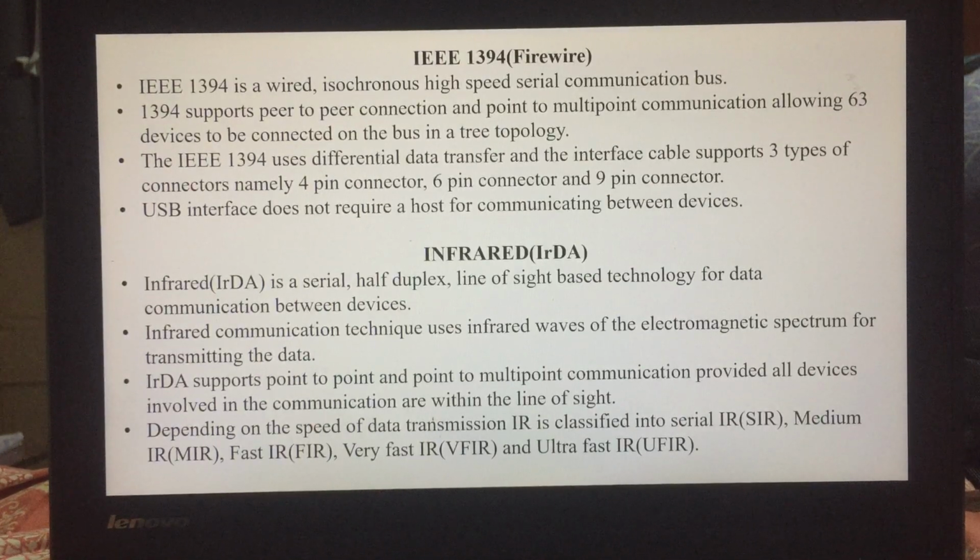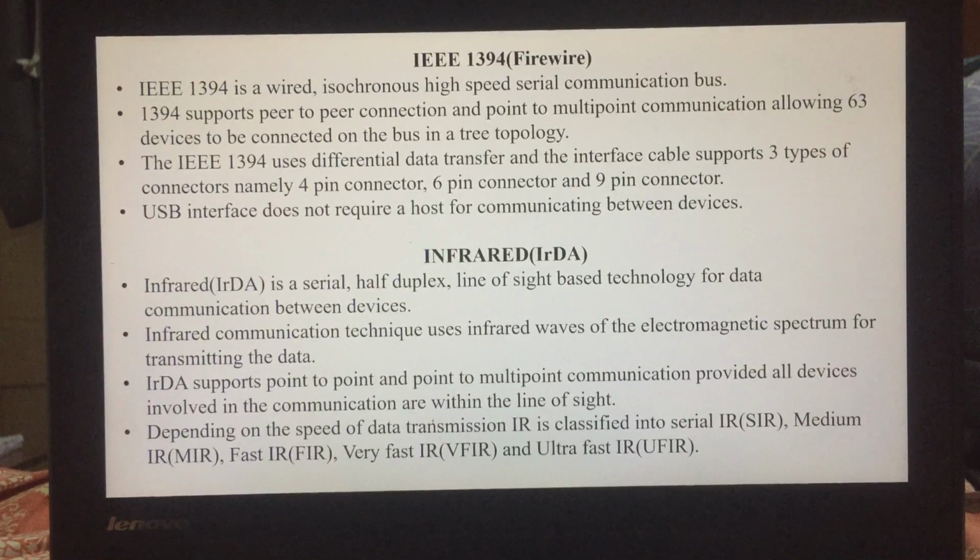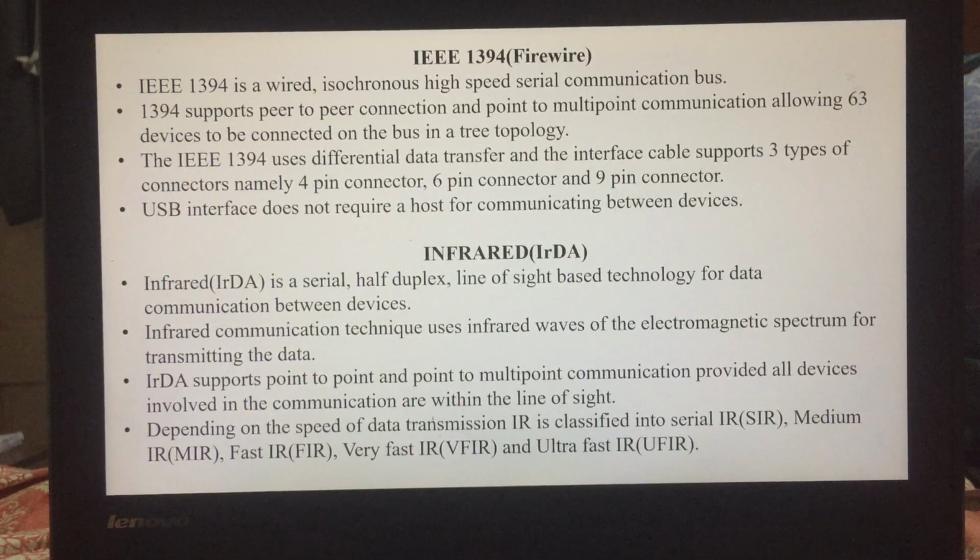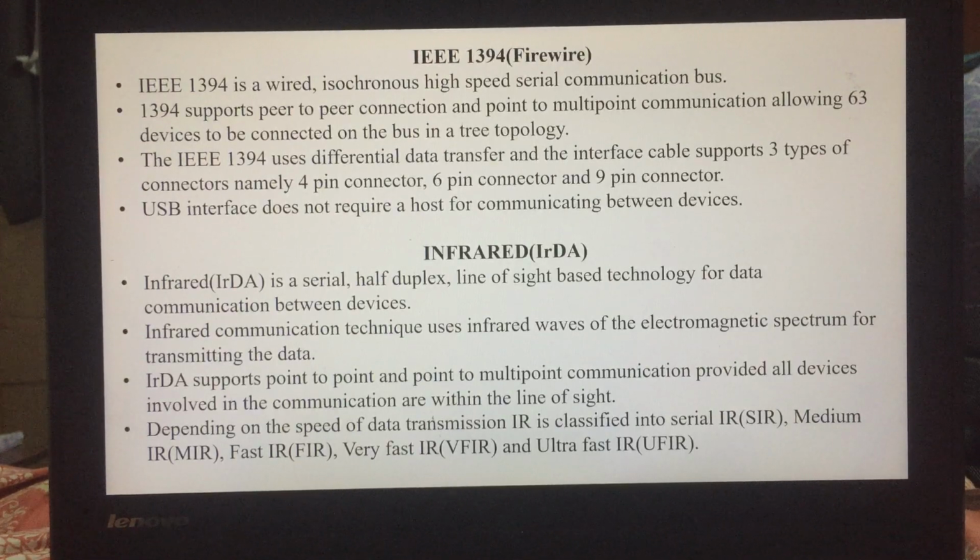It is a wired serial interface and it has a 15 feet cable length for interconnection. In this, the data rate is 400 to 3200 megabits per second. It uses differential data transfer. The interface cable has three types of connectors, namely 4-pin connector, 6-pin connector and 9-pin connector.